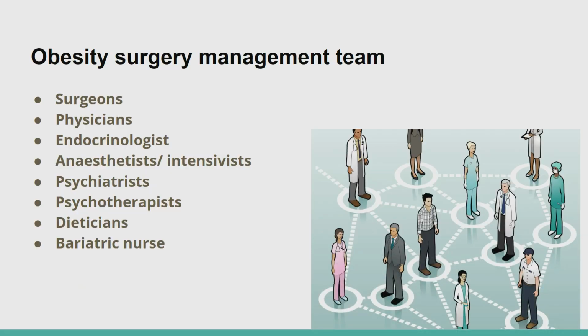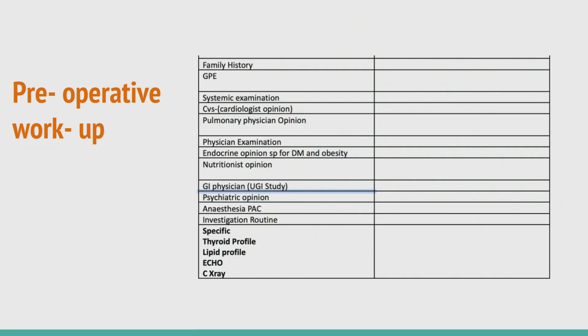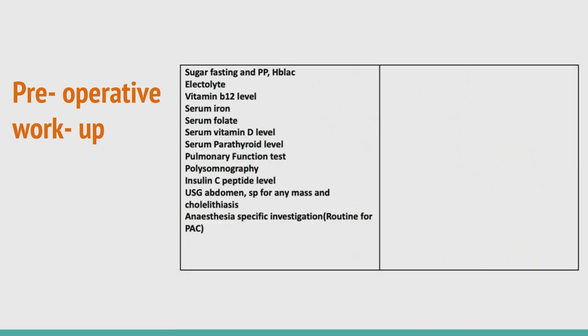Obesity surgery, as I told, is teamwork. The team involves the surgeon, physician, endocrinologist, anesthetist, intensivist, psychiatrist, psychotherapist, dietitian, and bariatric nurses who take care of the preoperative, intraoperative, and post-op care of the patient. In our department, we do a thorough workup of the patient. We take a proper history, do a thorough examination, take referrals, and the patient is then subjected to bariatric surgery. This is the chart we use in our department before a patient goes for bariatric surgery.